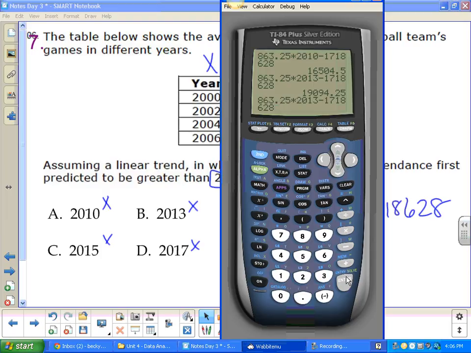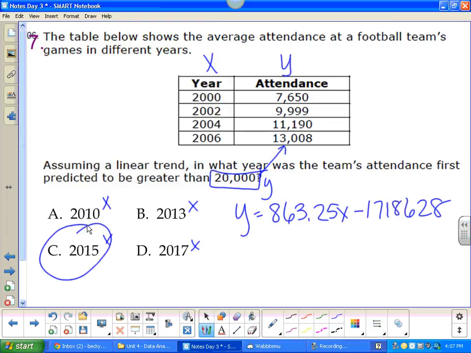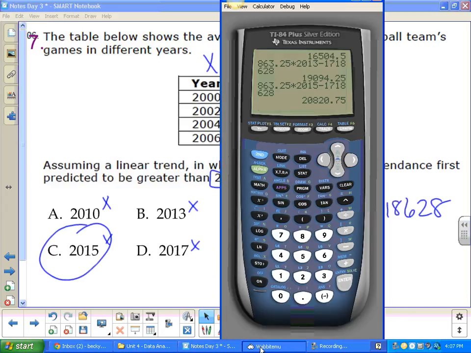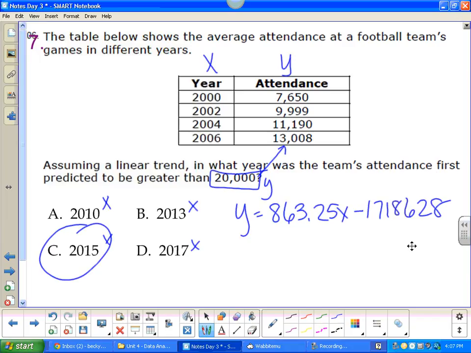So second entry, I just want to change that to a 5. And bingo, we've hit 20,000. So I'm going for C. Now some students will say, well, I started with 2017. If you plug 2017 in, you're going to get something that's over 20,000 people. But if you read the question, it says, in what year was the team's attendance first predicted to be greater than 20,000? And so that wants not just a year that it's bigger than 20,000, but the year that it first goes over 20,000.